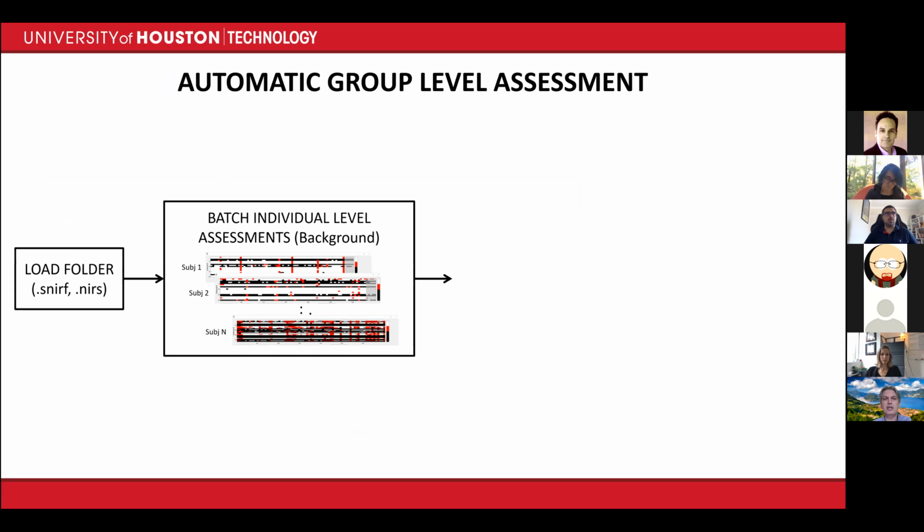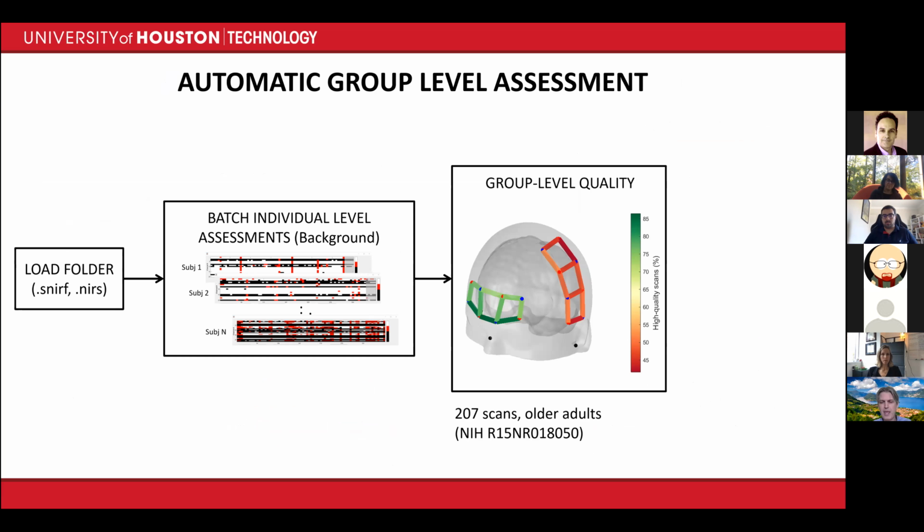This is at the individual level, but we're also automating the process at the group level. In this case, we can load an entire folder of scans. In the background, the software computes the individual assessment as explained in the previous slide. And then we produce this image that shows the quality at the group level. In this example, for instance, we have processed 207 scans as part of our NIH study.